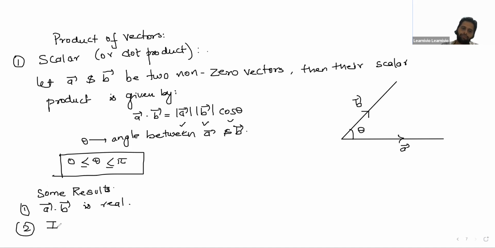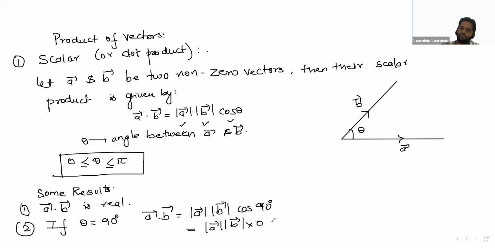Second, if theta is equal to 90 degree, then anyone can tell me what is A dot B? If theta is 90, vectors A and B are perpendicular to each other, then A dot B will give you what? Yes, it is 0. Very good. So magnitude of A, magnitude of B cos 90. Cos 90 is 0. So A, B into 0. So the answer is 0.